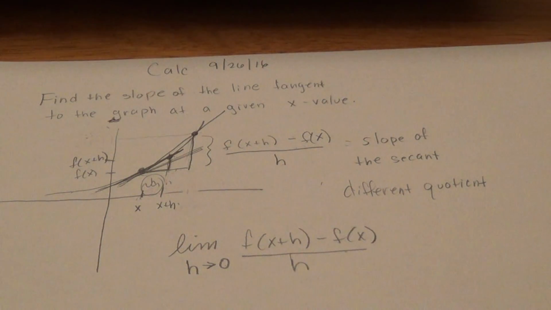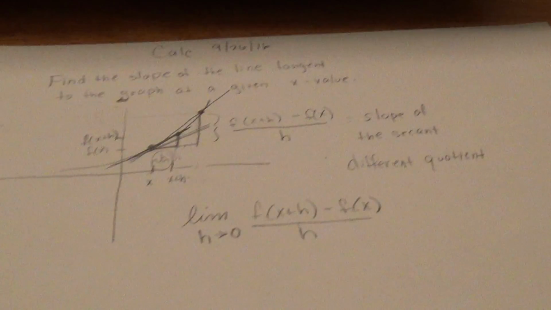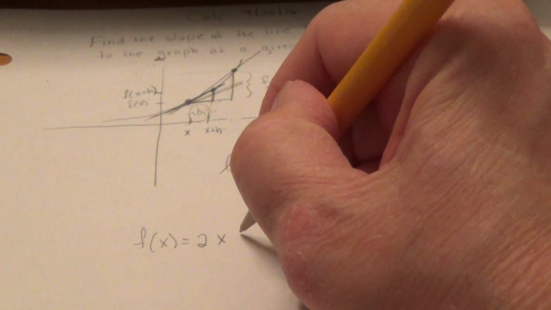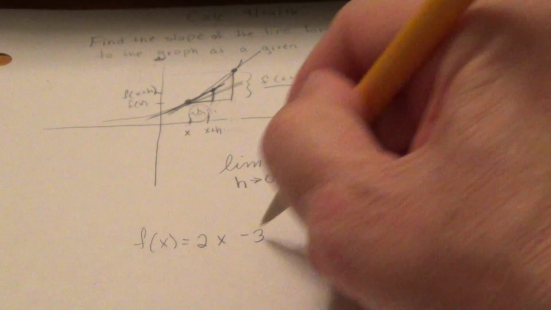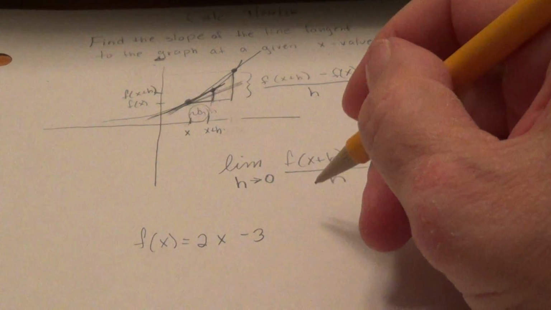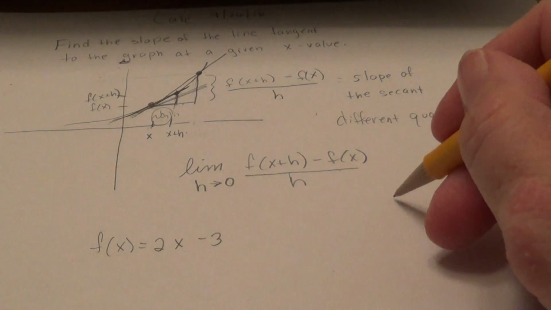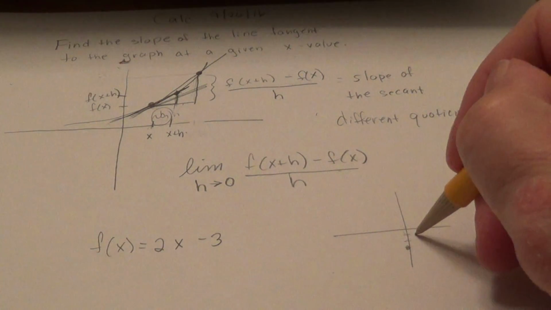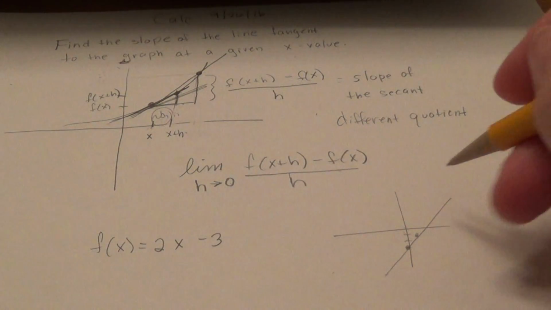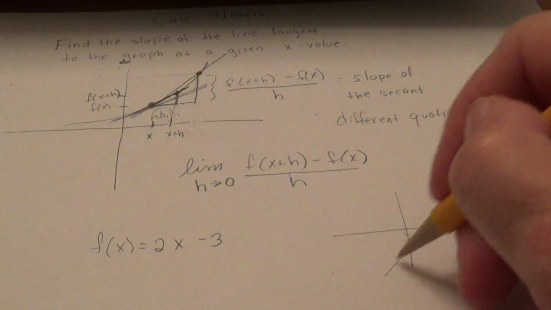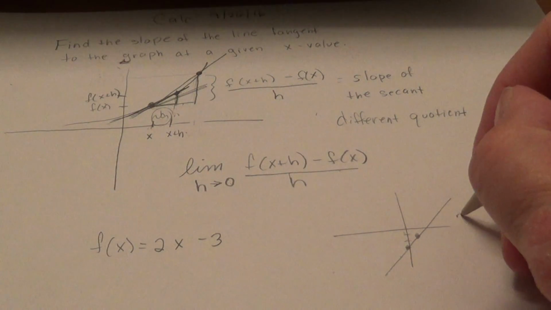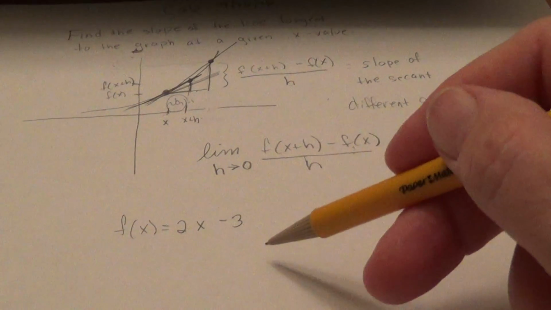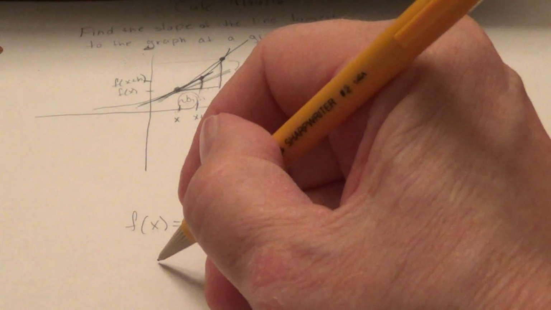Let's do one that we could know anyway. Let's take a function whose slope we already know: f of x equals 2x minus 3. We already know that's a straight line. It crosses the y-axis at minus 3 and has a rise over run of 2. So if we drew any tangent line, it would be the actual line itself, and we know that the slope everywhere is 2 on this graph. But let's use the limit definition to prove the obvious, just to prove that it works.